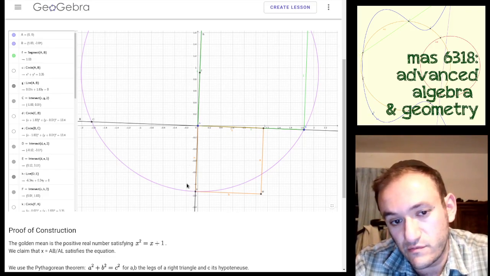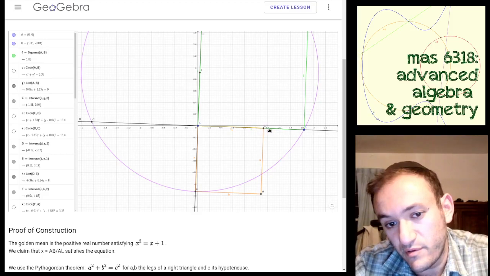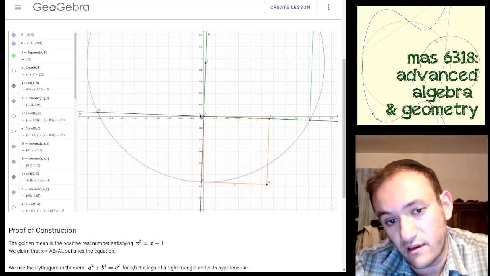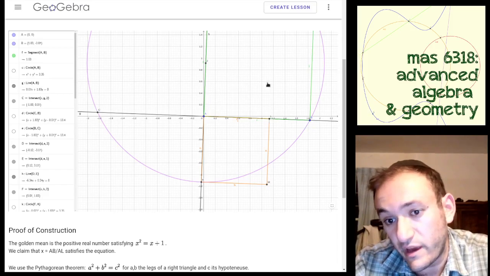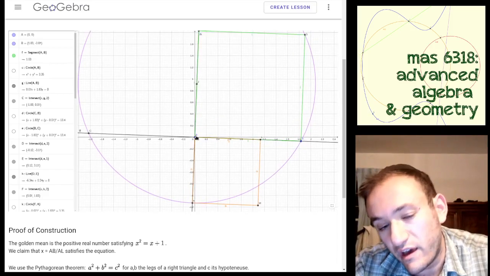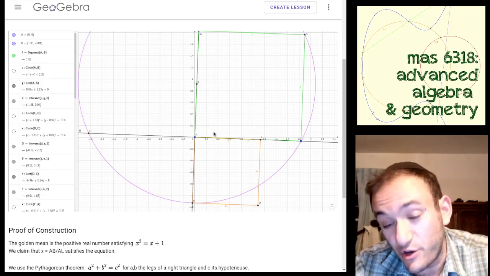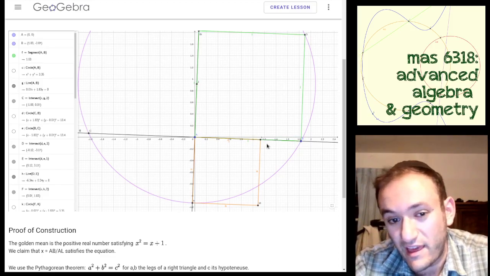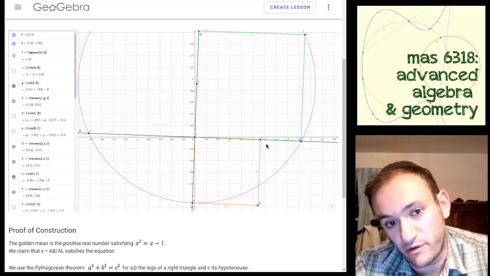You can swing that radius up to get a segment AL of length given so that the ratio of the length AB to the length AL is the golden ratio.